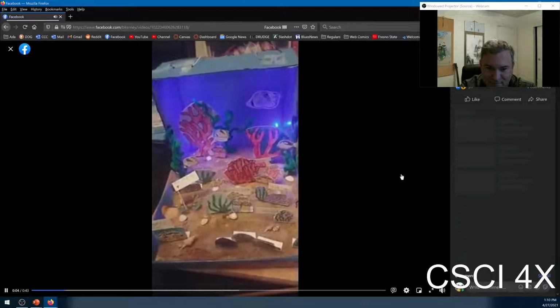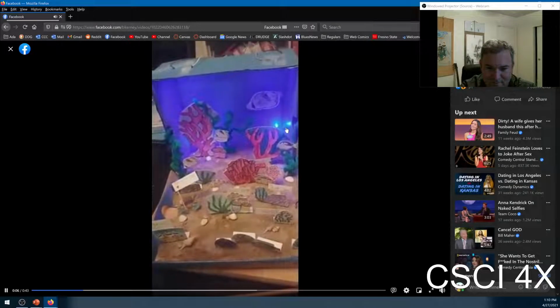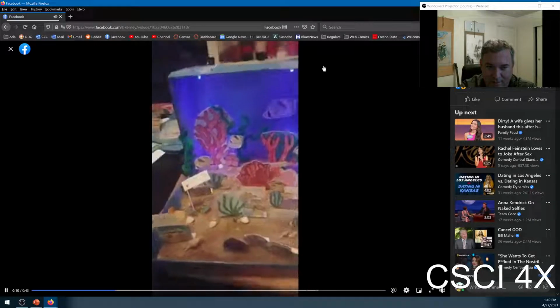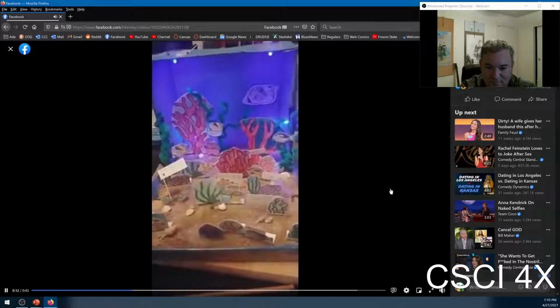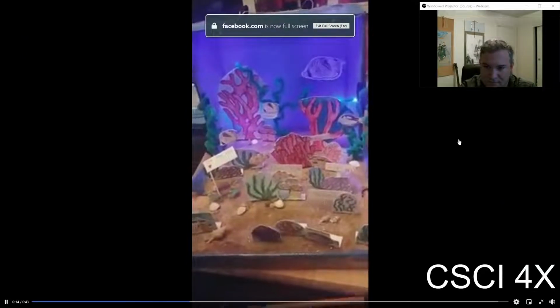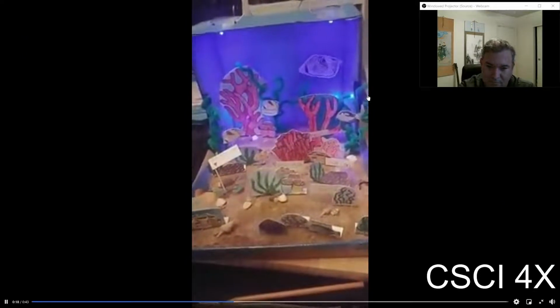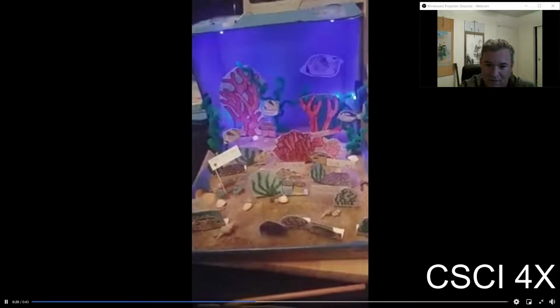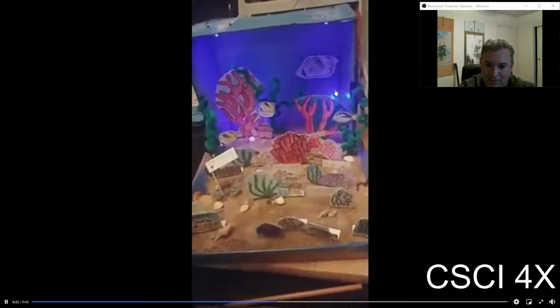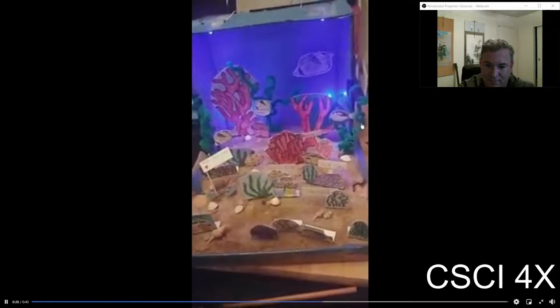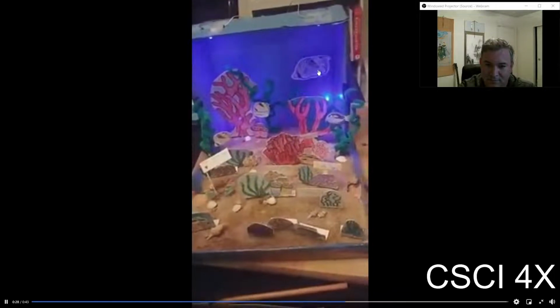4 LEDs that dim and brighten. 2 on top and 2 in the back. You see the wiring up here? And it's got a servo motor that has a fishy tilt up and down according to the sign of time. It's got a number of real shells, sand, glue, informative displays of what all the different things are. It's got some pipe cleaner kelp, seaweed.